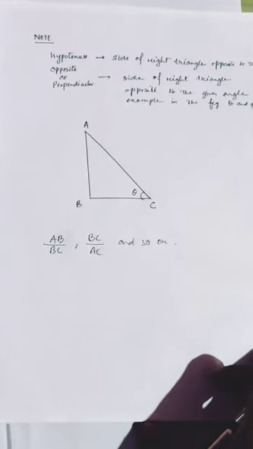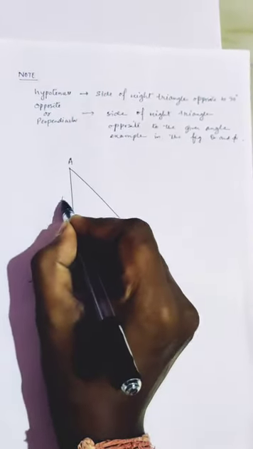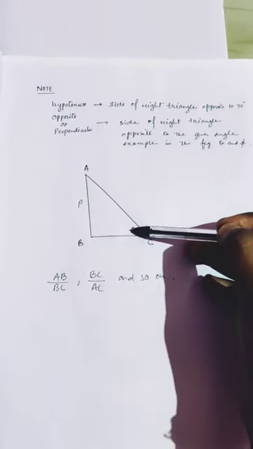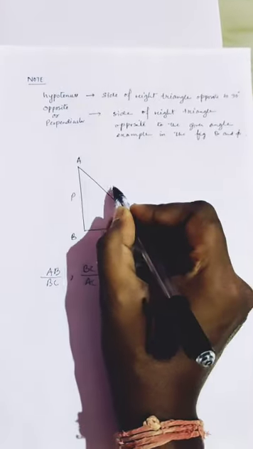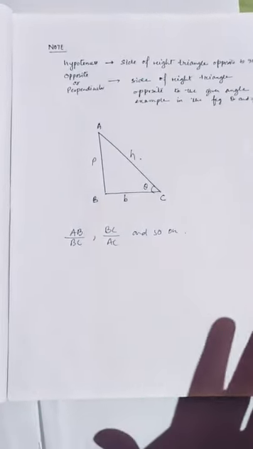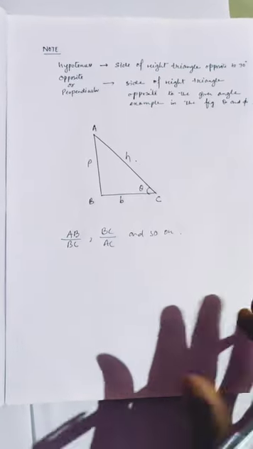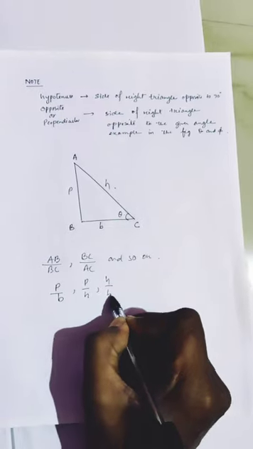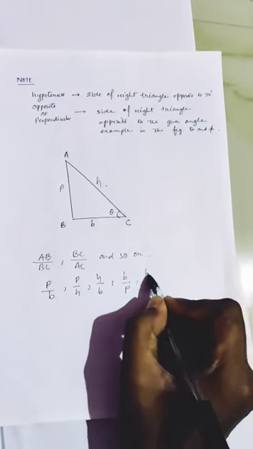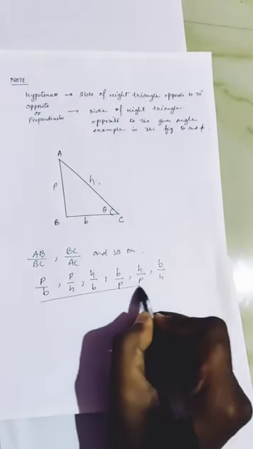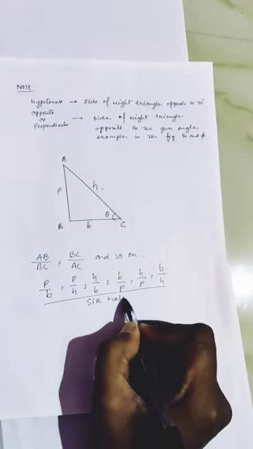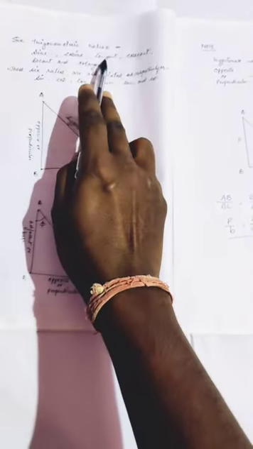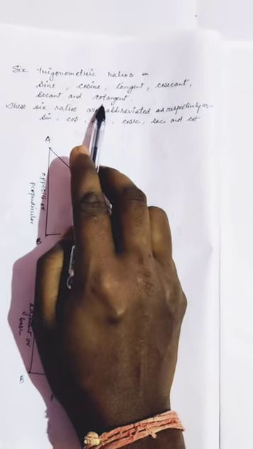Now let us come to this diagram. Let us say that this is the perpendicular because it is opposite to the given angle. We are considering the given angle as angle C, which is denoted by theta. Then this will be the base and this will be the hypotenuse. Now what we'll discuss in this chapter is trigonometric ratios. Now you can see we get ratios like P by H, H by B, P by B, H by P, B by H. Total how many ratios? 6 ratios. All these ratios are named sine, cosine, tangent, cosecant, secant and cotangent.